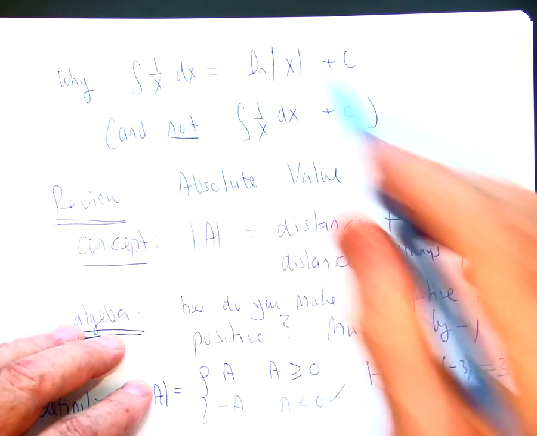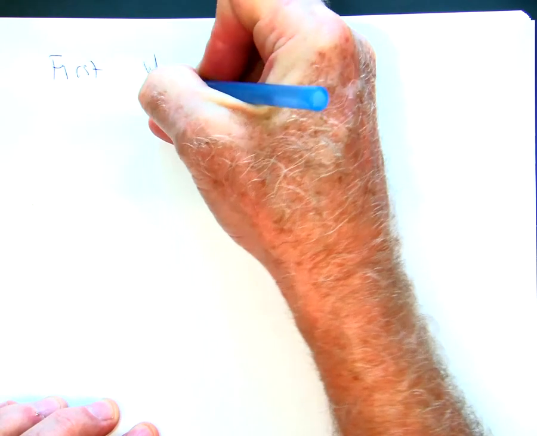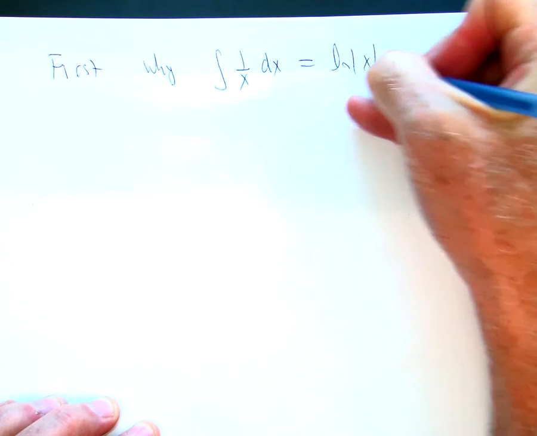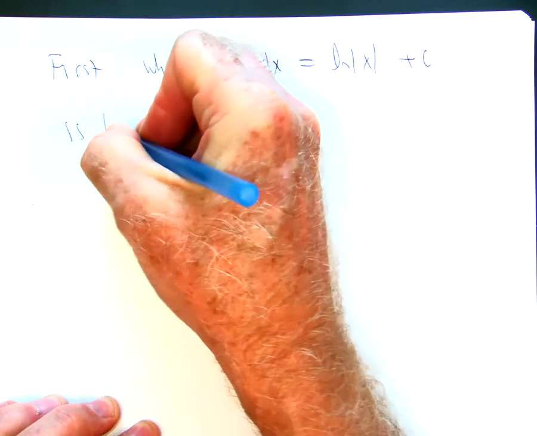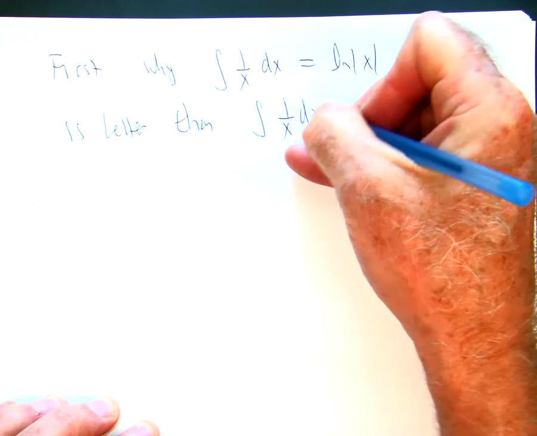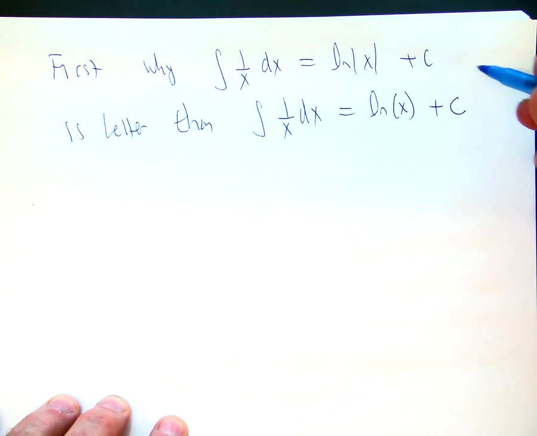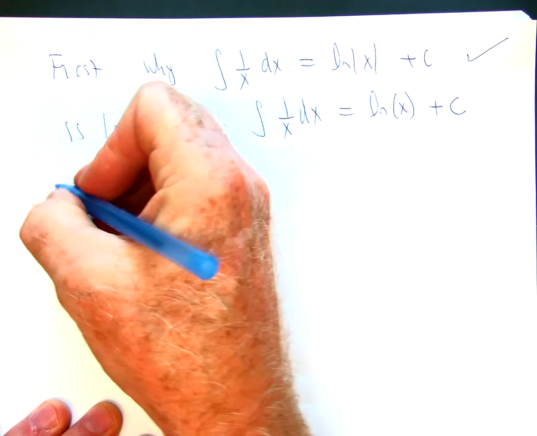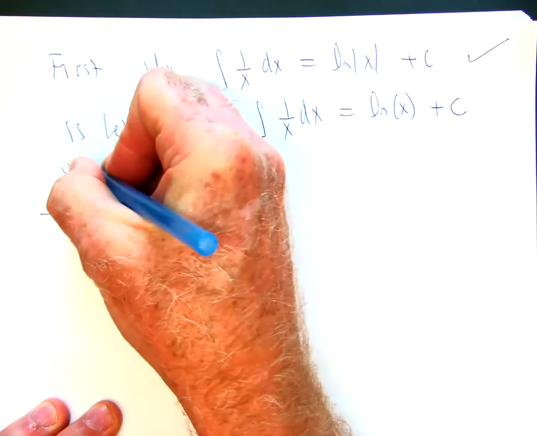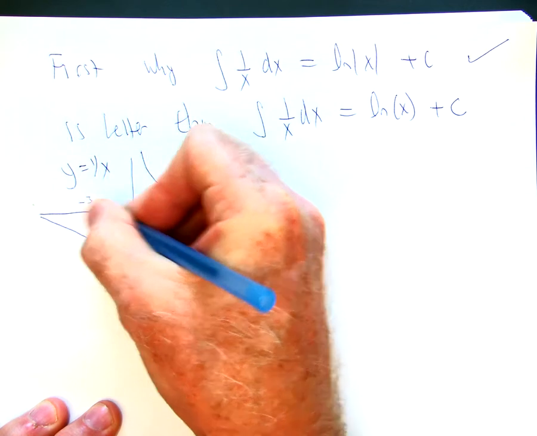Now I want to go back to this question. So first, I want to show why this formula is better than this formula. Now that doesn't prove why it's true, but it just proves why people use this one instead of this one. And so here's my example. We have a nice simple geometrical problem. Here's the graph of y equals 1 over x. And we want to find the area between -3 and -2.